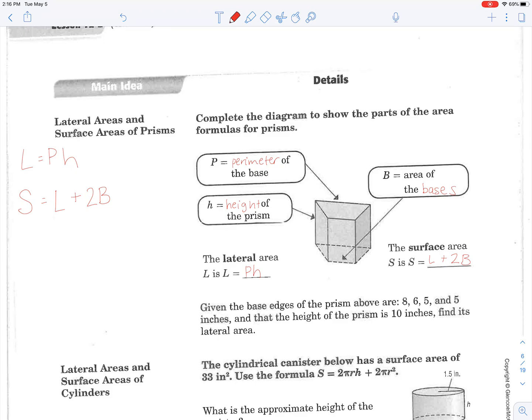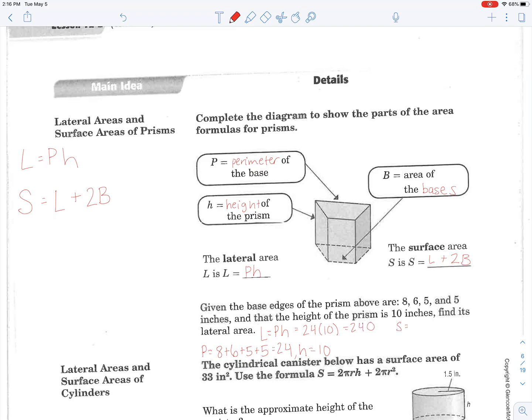Given the base edges of the prism above are 8, 6, 5, and 5, and that the height is 10, find its lateral area. So the lateral area would be the perimeter times the height. Well, the perimeter of the base would be all of the sides added up. 8 plus 6 plus 5 plus 5. The height is 10. So my lateral area would be 24 times 10, or 240.